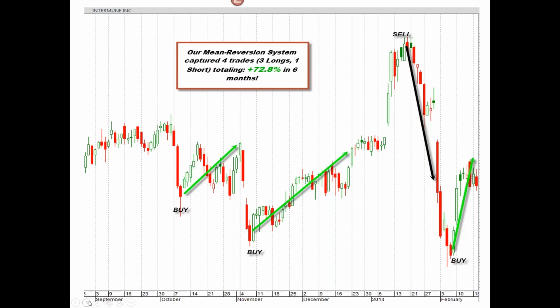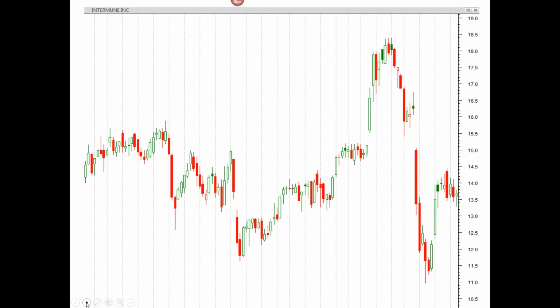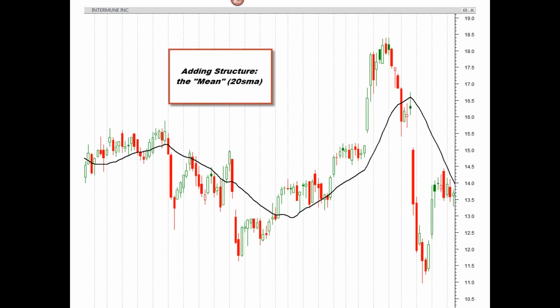Not bad at all. But of course, this is a prime candidate for the mean reversion system. And I'm also maximizing my entries here, and I'll show you how that works in just a minute. And you may not take the full breadth of the moves here in your own trading, but just to show you the profit potential of this system is really off the charts. So let's go back to this chart and let's add a little bit of structure to it.